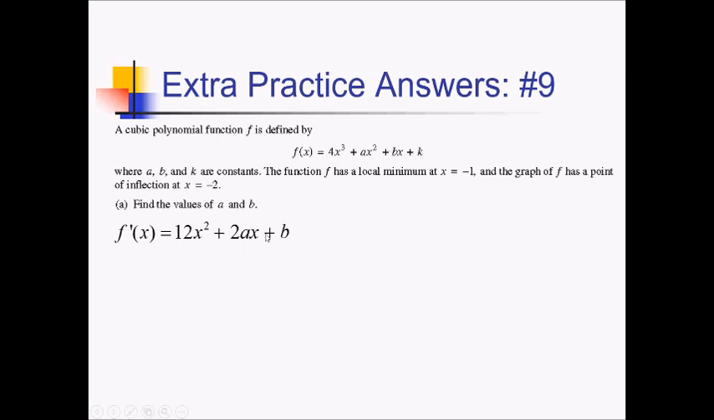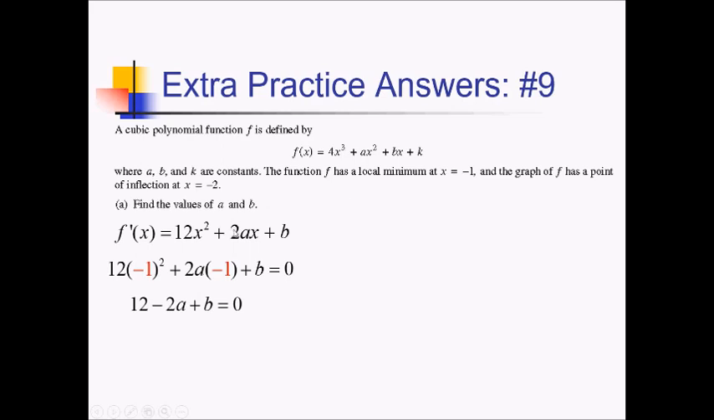And I know that if I plug -1 into this f prime, the whole thing should equal 0. So I can write 12 times -1 squared plus 2a times -1 plus b, all of that equals 0. And if I clean this up a little bit, I can say 12 minus 2a plus b equals 0. But there isn't really much else I can do on this because I still have two variables. All right, so that's where the point of inflection is going to help us out.